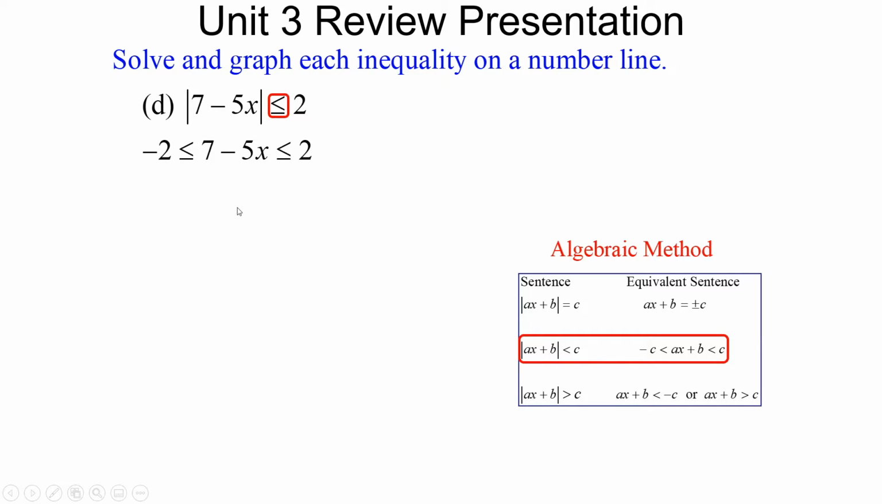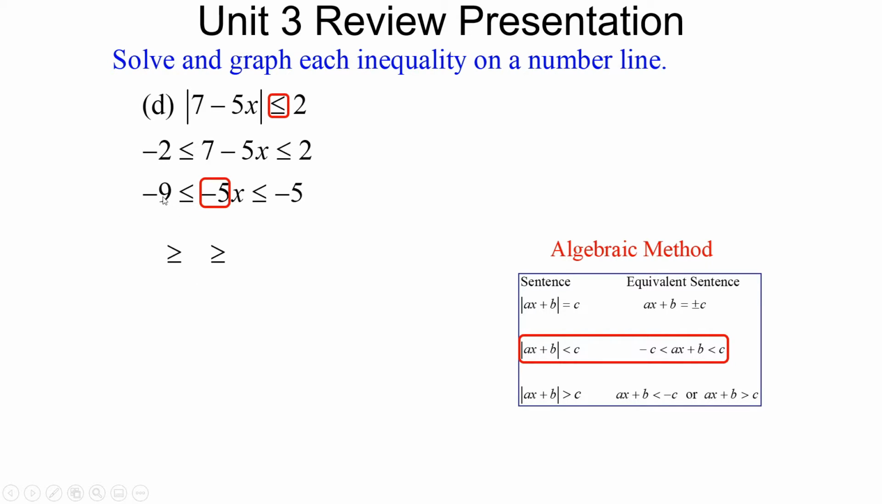So I'm going to have to subtract 7 from all three sides. So -2 minus 7 more, -9. 7 minus 7 is 0, -5x. And 2 minus 7 is -5. And now we're going to need to divide both sides by -5. All right, now remember, when we multiply or divide an inequality by a negative number, we have to reverse the orientation of our inequality symbol. So these less than or equal to's will become greater than or equal to's.